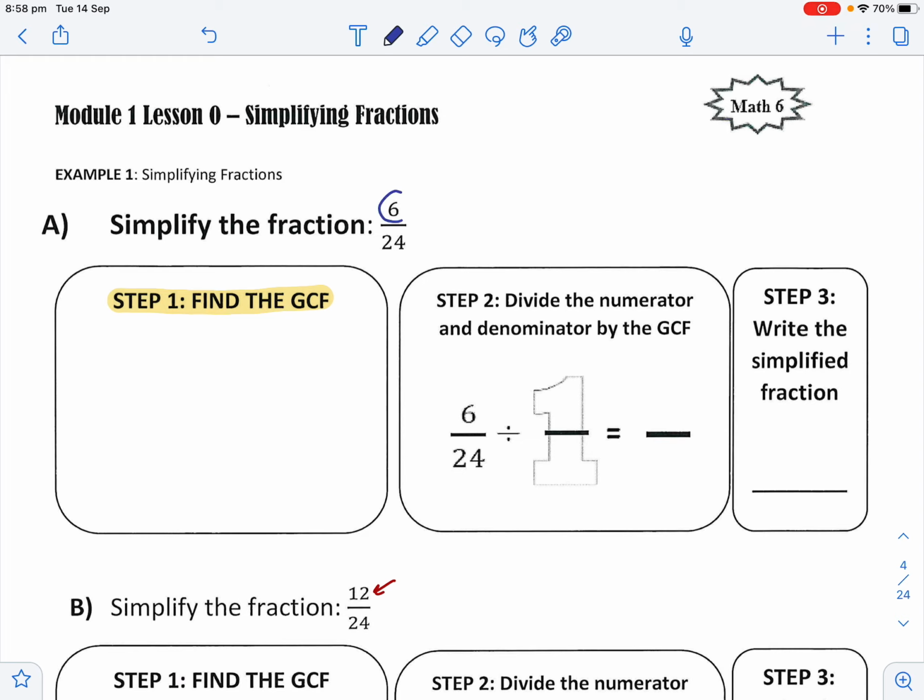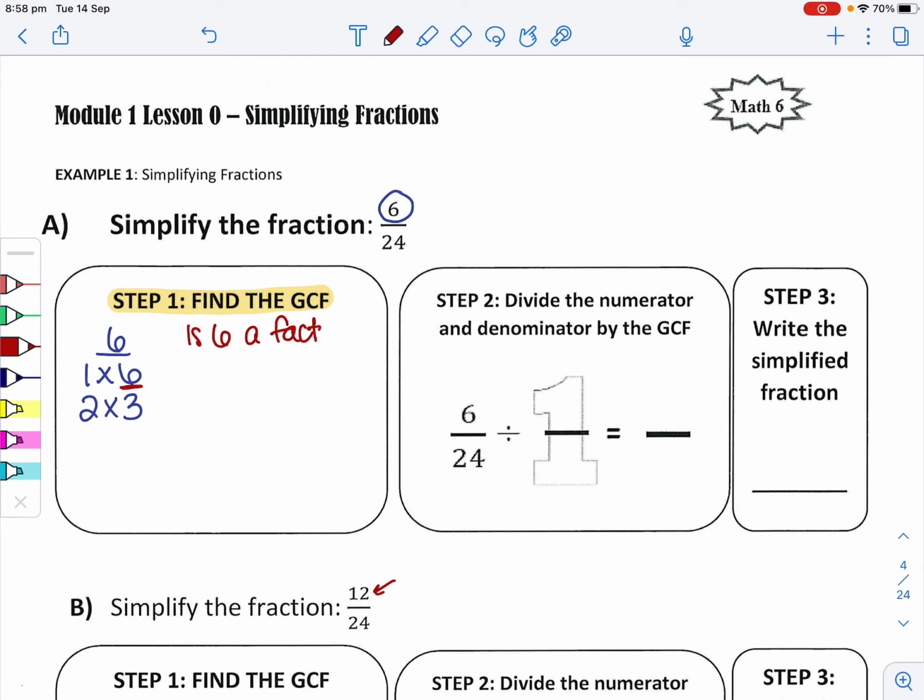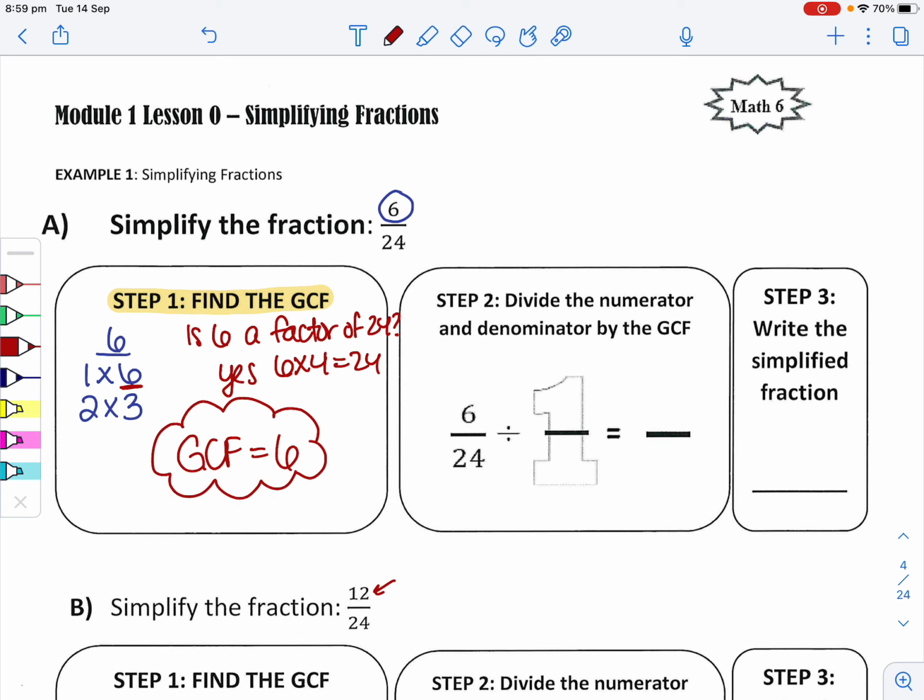So I'm going to take this smaller number and I'm going to write those factors first. So the factors of 6 are 1 times 6 and 2 times 3. Then I'm going to start with the biggest number. And I'm going to say, is 6 a factor of 24? My answer is yes, because 6 times 4 equals 24. So my greatest common factor is going to be 6. So I got lucky and it was the first number that I had to use.